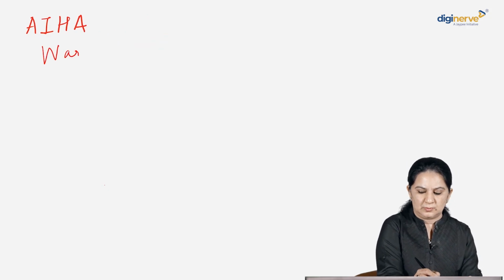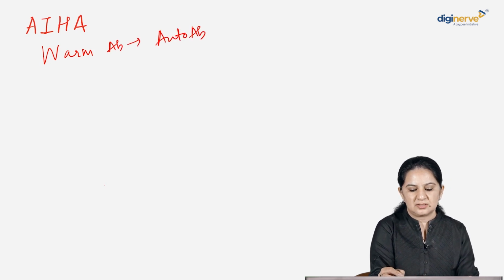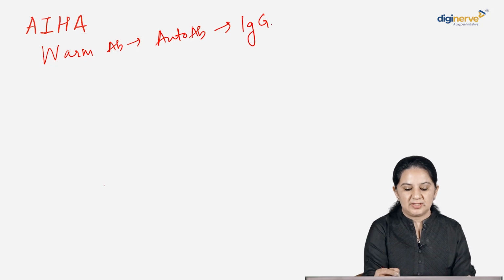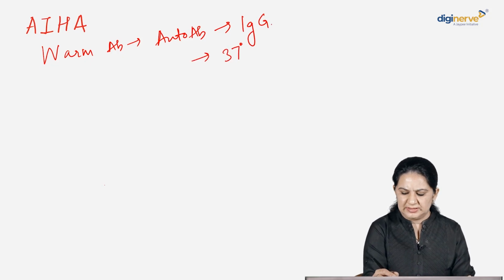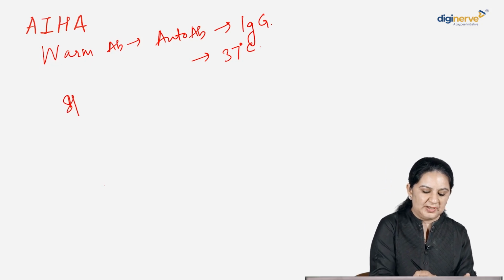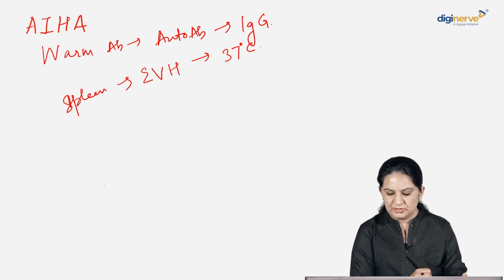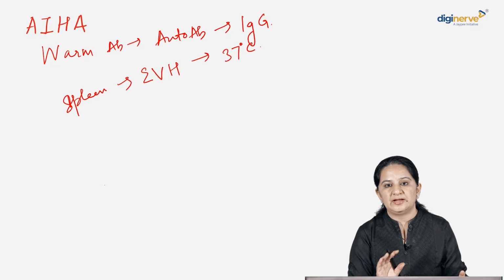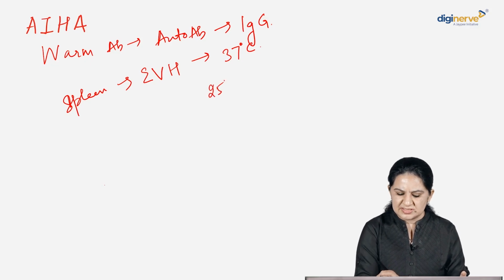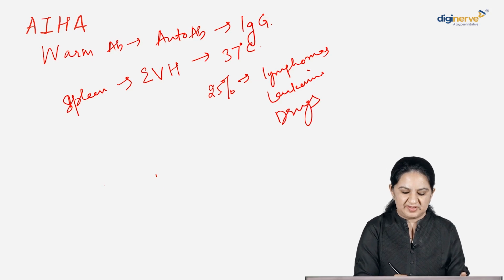Starting with warm. The warm antibody or the autoantibody here is IgG type. It reacts with the red cell at 37 degrees. Here the primary site of hemolysis is the spleen. So this is an example of extravascular hemolysis. The antibodies here are primarily idiopathic, but in 25% of the cases they are also seen with lymphomas, leukemias, or drugs.